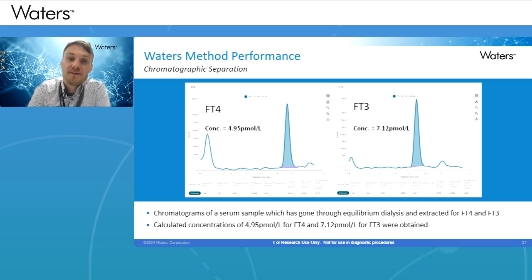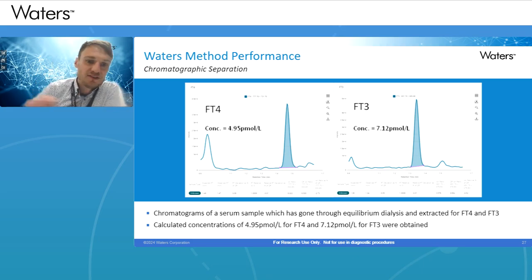And the calculated concentrations that we achieved show a free T4 concentration of around 4.95 picomoles per litre, being quite low, and free T3 concentration of 7.12 picomoles per litre. And this is processed using the Waters Connect QuanReview application. So you can see the nice images displayed here.